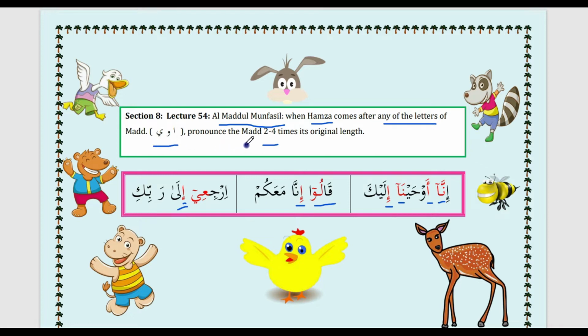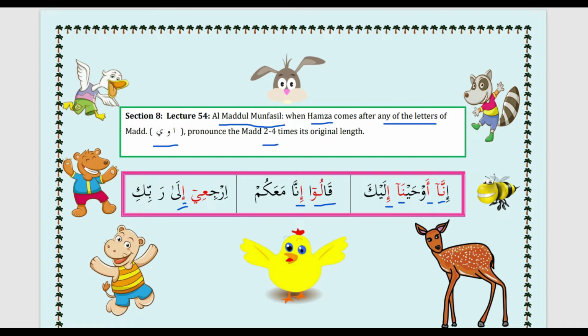In that case, we have to prolong the mad sound 2 to 4 times its original length, as in inna awhayna ilayk, or qalu inna ma'akum. This one we could say irji'i ila rabbik. And that is all we have for al-maddul munfasil.